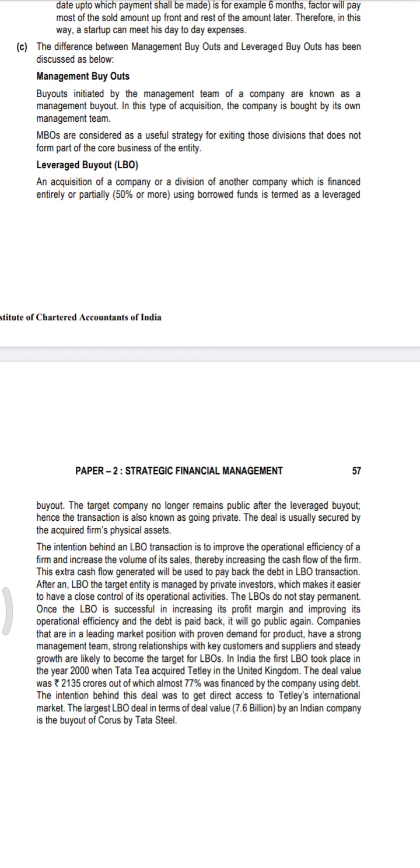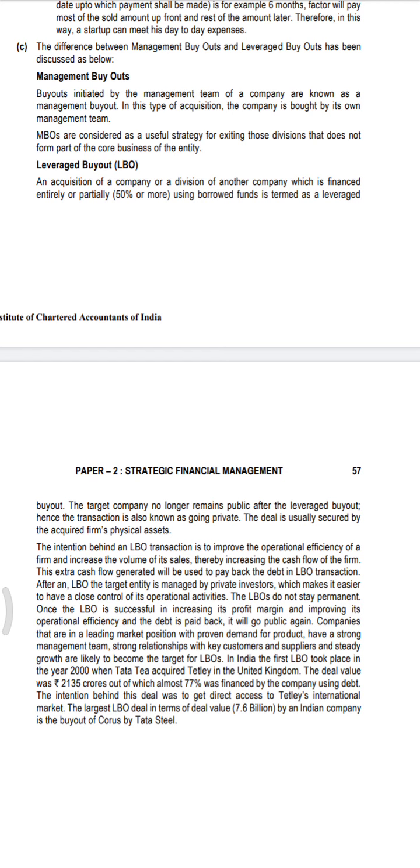After a leveraged buyout transaction, the target entity is managed by private investors, which makes it easier to have close control of its operational activities. The leveraged buyout does not stay permanent. Once the leveraged buyout is successful in increasing its profit margin and improving its operational efficiency, and the debt is paid back, it will go public again. Companies that are in a leading market position with proven demand for their product, have a strong management team, strong relationships with key customers and suppliers, and steady growth are likely to become targets for LBOs.